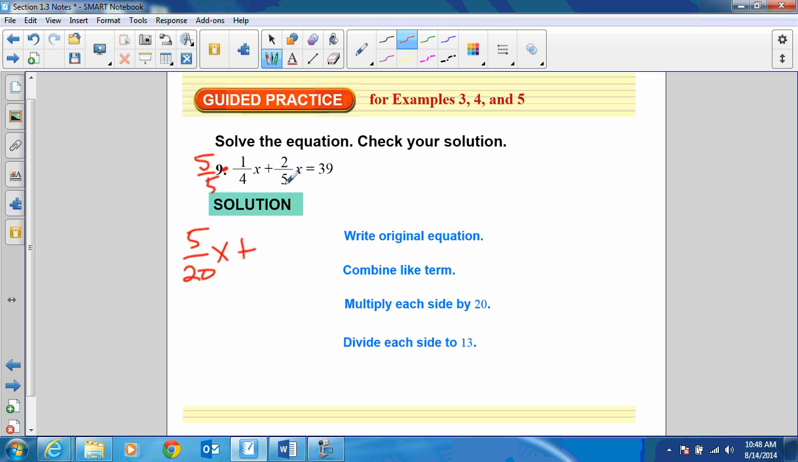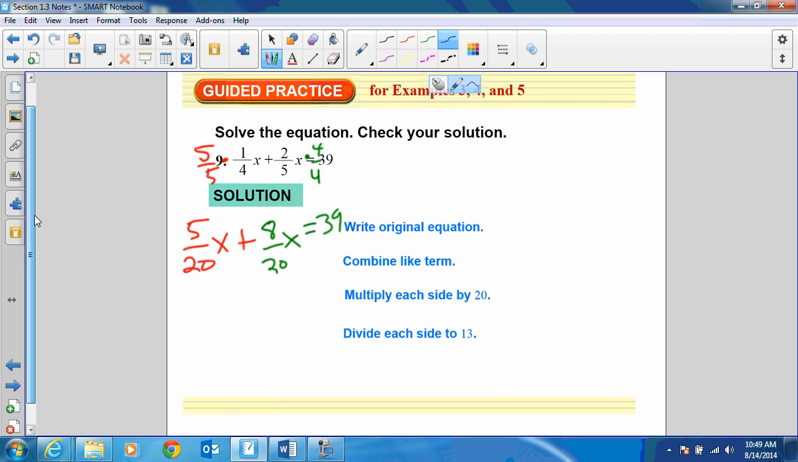This one, we want to make it 20 as well. So what are we going to multiply that by? Well, 4 times 5 equals 20. So we have 8 over 20. Okay. Again, 8 over 20 and 2/5 are the same thing. It's just now that they're like terms. Equals 39.